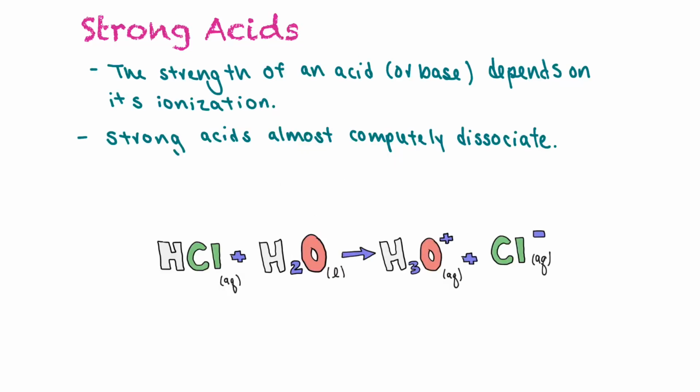So the strength of an acid or base depends on its ability to ionize. So strong acids almost completely dissociate into ions. So here would be an example. So hydrochloric acid almost completely dissolves into hydrogen and chloride ions. So the hydrogen ion, the proton, will combine with water to make hydronium ion, but it has completely dissociated.